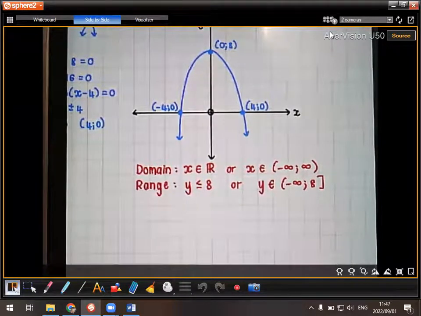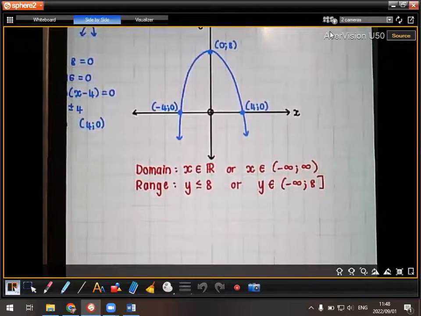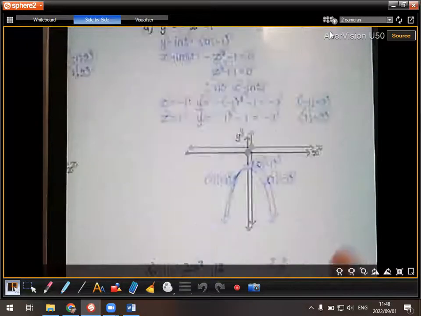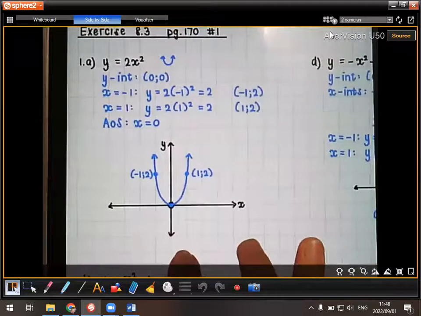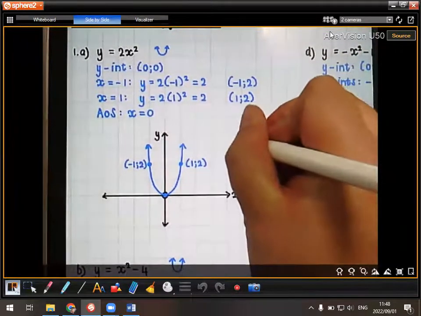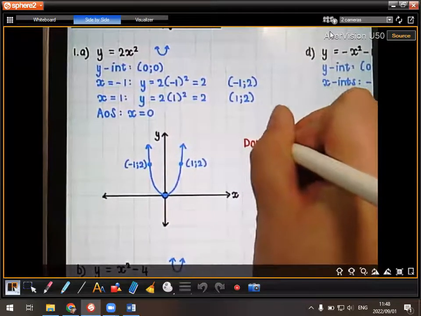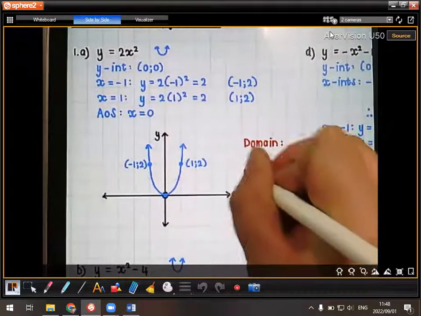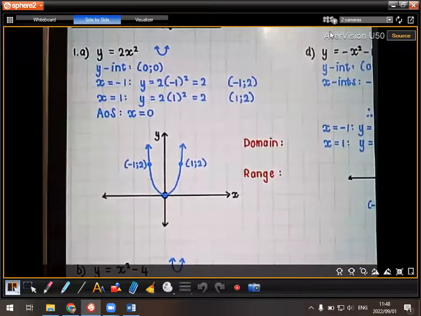I wanted to go back to one of the other ones that we did, one that was an upwards facing parabola. So when you guys are done with that, we can do 1A. I don't know if you have space for that on the side. So we can just go back to 1A and we're going to write the domain and range of that graph as well. Okay, can we go back to 1A? Are you done here?